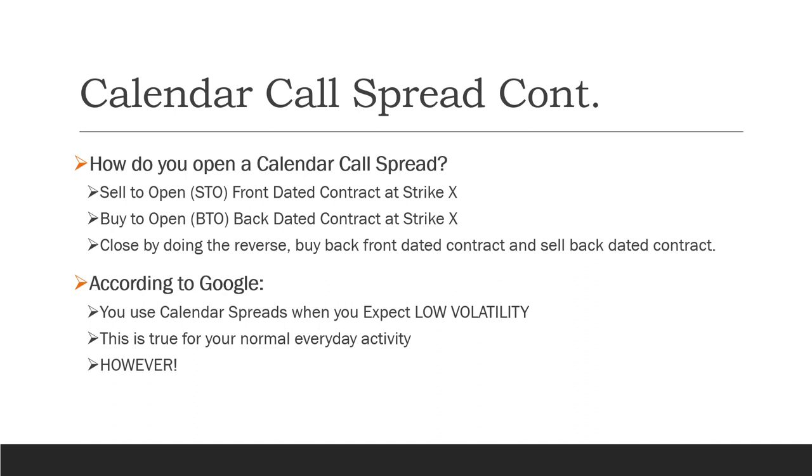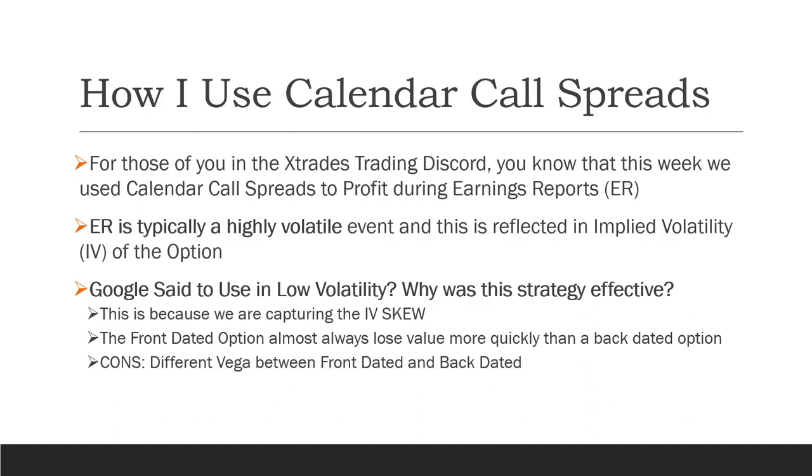Now, here's the caveat. What I did this week was the opposite of this. We had very high volatility. So how do I use calendar call spreads? For those of you in the Xtrades trading Discord, you know that this week we used calendar call spreads to profit during earnings reports. ER, or earnings reports, are typically highly volatile events, and this is reflected in the implied volatility of the option. You can look up these IV values of the stock. And remember, the way to know if it's high relative to normal or not is by using IVR, which is IV rank.